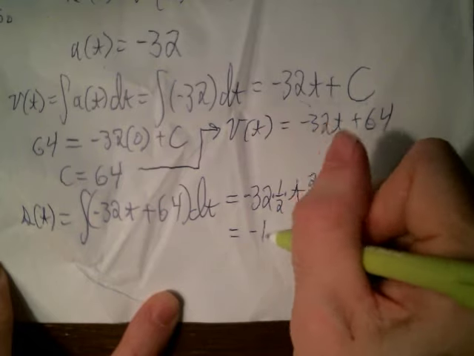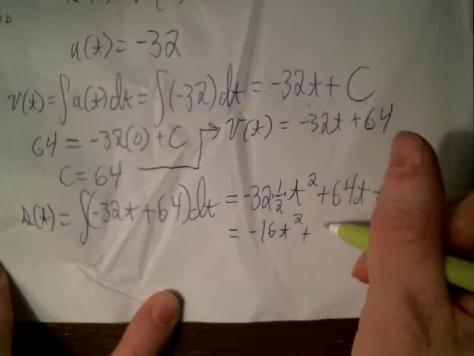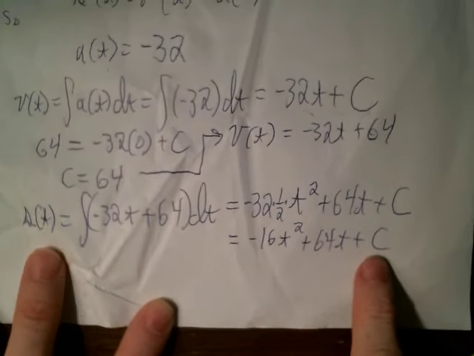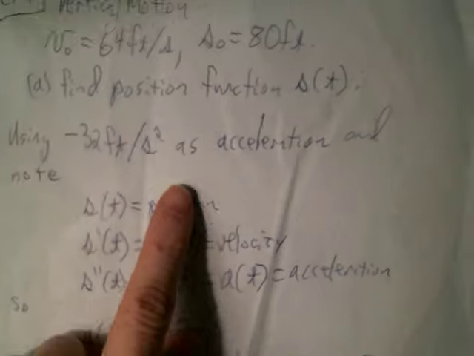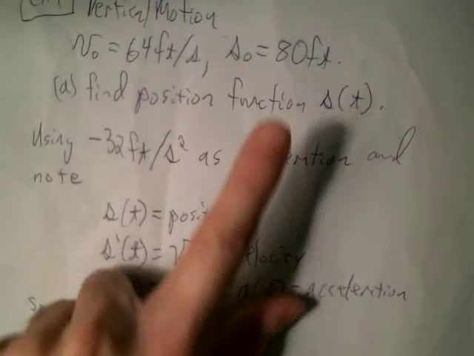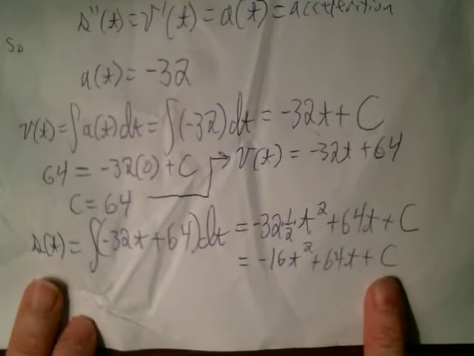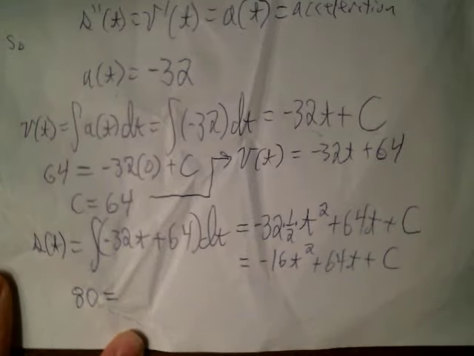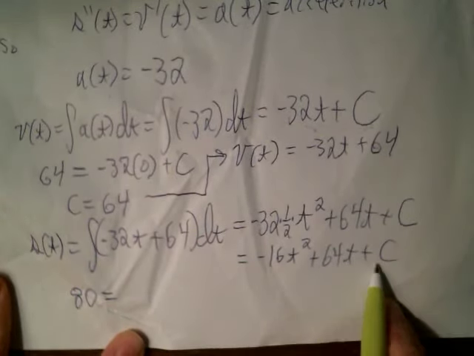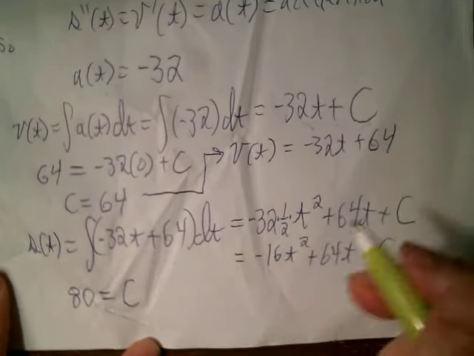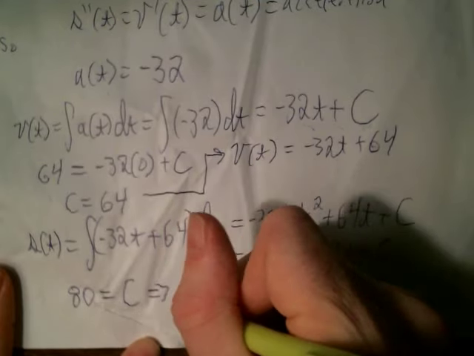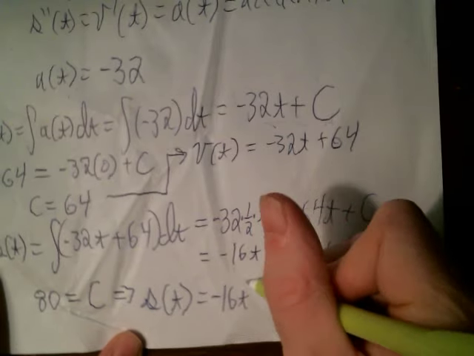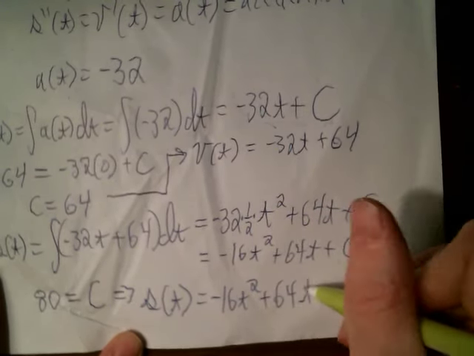So s of t will be negative 16t squared plus 64t plus c. And again, we want to solve for this constant. We can do that using the initial condition, s of 0 is 80. If I let t be 0, I get 80 equals, well, this will be 0, and then plus c, so c will be 80. And that tells me, finally, my position function, s of t, is negative 16t squared plus 64t plus 80.